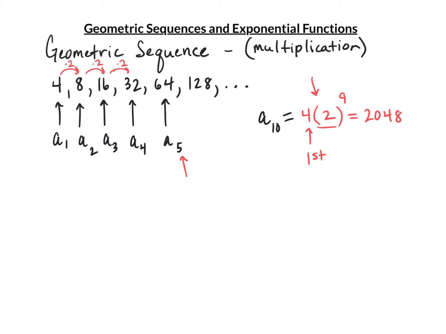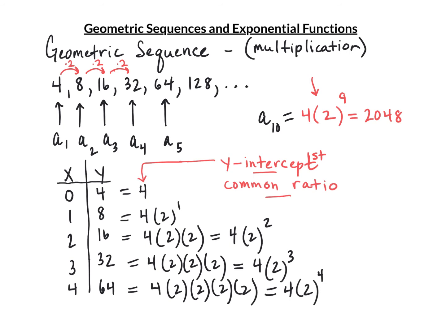We can make this a little bit friendlier to use in an exponential equation. If we change the numbers in our list, change the 1, 2, 3, 4, and 5, and call them a sub 0, a sub 1, a sub 2, a sub 3, a sub 4, numbering it this way allows us to use those numbers 0, 1, 2, 3, and 4 as exponents. Take a look at the table below. Notice how, starting at 1, that 8, the y value, is 4 times 2. That's what we did up here.